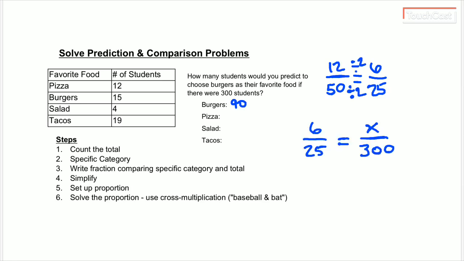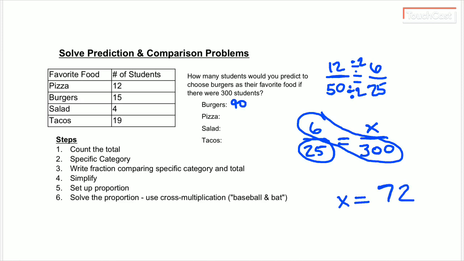We're going to use the same baseball and bat method. We're going to multiply 6 and 300, and we're going to divide by 25, and we wind up with 72 students choosing pizza.